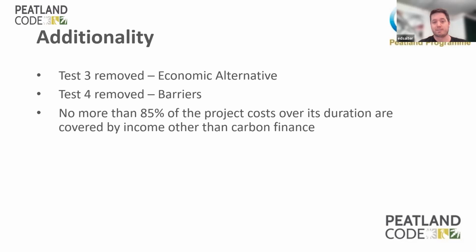Another change is the phrasing for test 2. Whereas in version 1.2, carbon finance was required to fund at least 15% of the project's restoration and management costs, now we've rephrased it to no more than 85% of the project costs over the duration are covered by income other than carbon finance. And this was altered to place emphasis on carbon finance and not public funding. 85% might seem like a large figure, but some of the projects are high risk, so they do need that security. And we're looking at reducing that figure in the future, but we do need, for example, a carbon price guarantee.